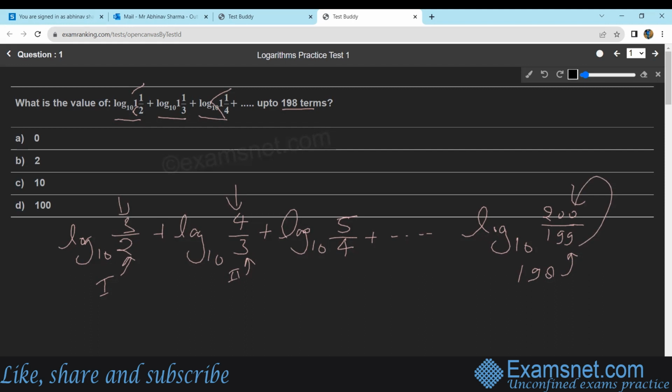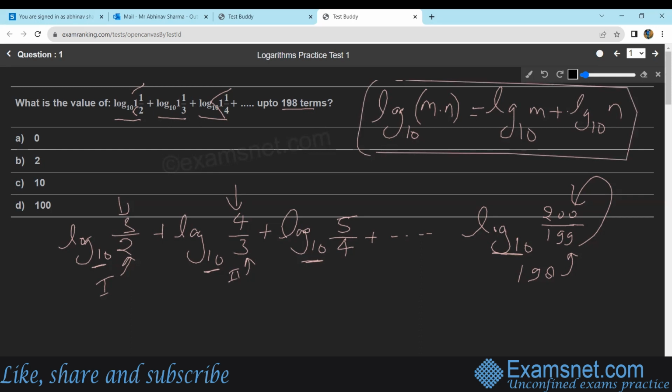Okay, now we can see that the base of the log is always common. Log base 10 is always common. So we can combine those terms by using a property. That property is: log base 10 of m into n is nothing but log base 10 m plus log base 10 n. This is how we can expand the product term into plus terms. So this is what can be used here.